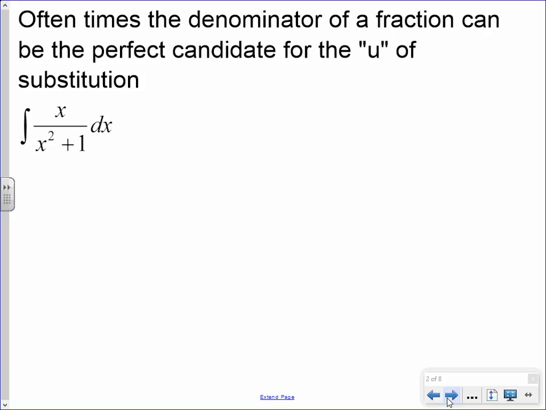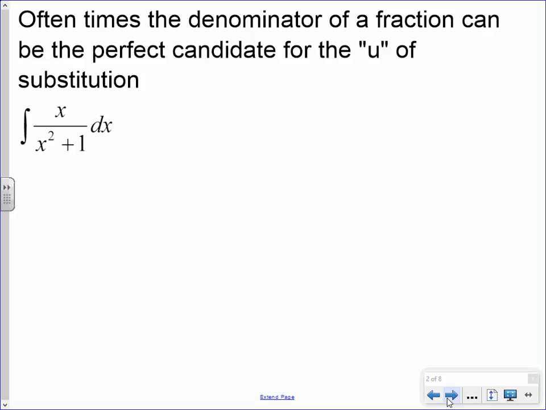When we have a fraction and your denominator is 1 degree higher than the numerator, it could be a nice candidate for U substitution. It may not, but it could be. Remember Friday I was talking about how we needed a composition times another function. This would still follow that mold because we have x squared plus 1 inside of a reciprocal function, 1 over something, and then times x. So this still fits the composition times a function, even though it doesn't look like a product.